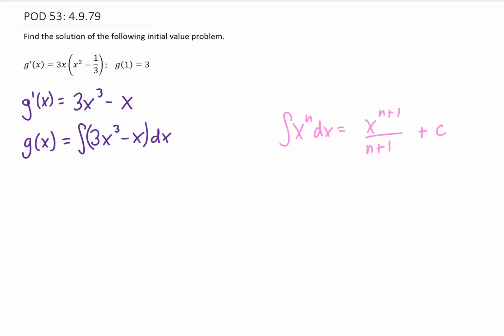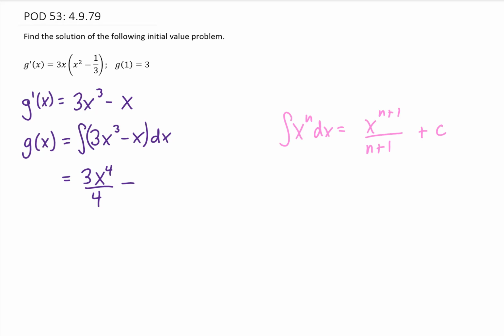Power rule for integration says that to complete this integral, we need to add 1 to our power on x and divide by that power. So what we're going to do on this first term is copy down the 3 first. We're going to take the power on x, which was a 3, and add 1 to that, making it a 4. And then we're going to divide this term by that new power, giving us a 3/4 here.